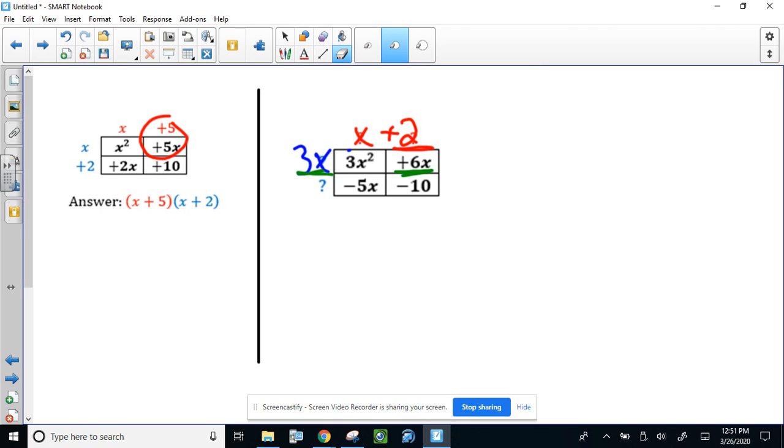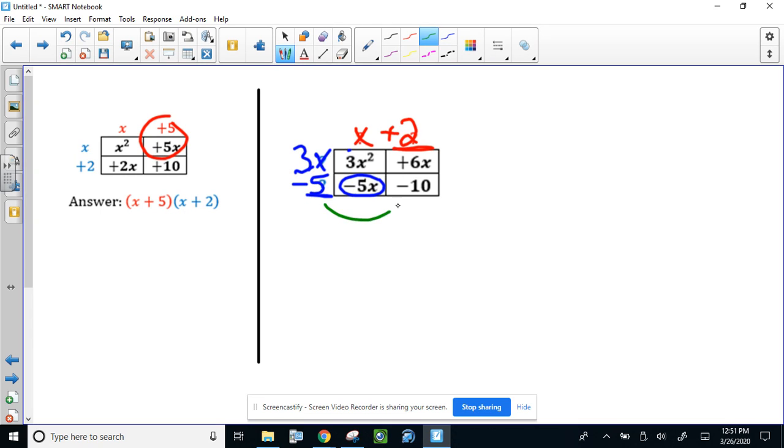So that's where you've got to start thinking a little more carefully, cautiously, about what numbers you're going to be using to fill those in. And then lastly, I have this right here that I've got to figure out. What am I going to put underneath the 3x? Well, I've got a box in here that's a negative 5x, and above it is the x. So x times what makes negative 5x? Well, that would have to be a negative 5.